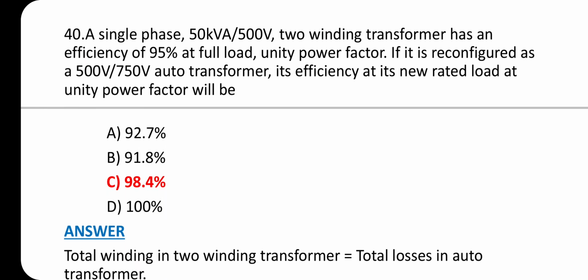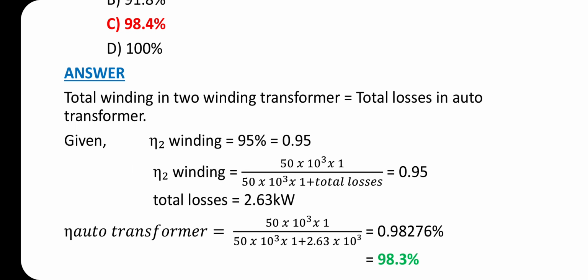The last question of this video is the 40th one. A single phase 50 kilovolt ampere 500 volt 2 winding transformer has an efficiency of 95% at a full load unity power factor. If it is reconfigured as a 500 volt 750 volt auto transformer, its efficiency at its new rated load at unity power factor will be, answer C, 98.4%.